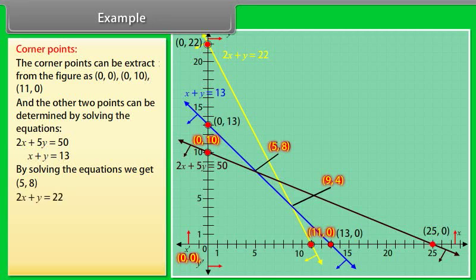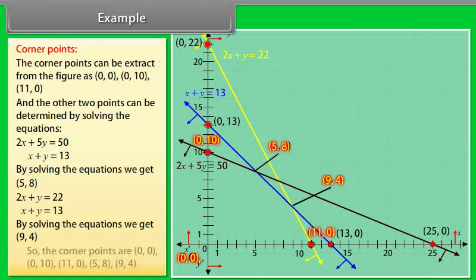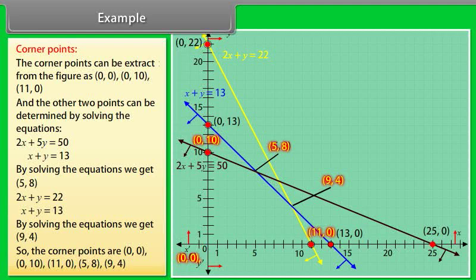2x plus y is equal to 22, x plus y is equal to 13. By solving the equations, we get 9, 4. So, the corner points are 0, 0, 0, 10, 11, 0, 5, 8, and 9, 4.